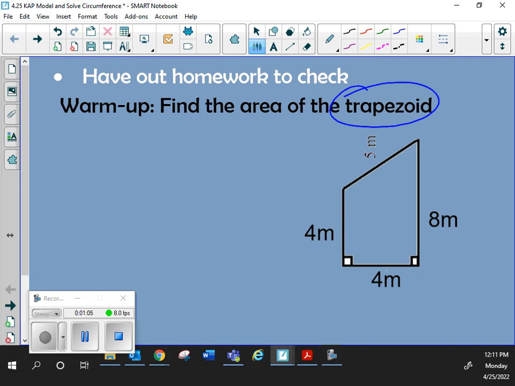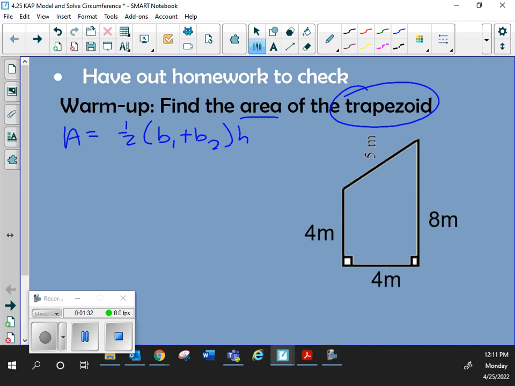Whenever we solve any sort of area problem, Miss Lyle always has 3 easy steps. The 3 easy steps are FSS, and FSS stands for? Awesome. So what is the formula for a trapezoid? A equals? Very good. So the two bases, what has to be true about the bases in a trapezoid? They have to be parallel.